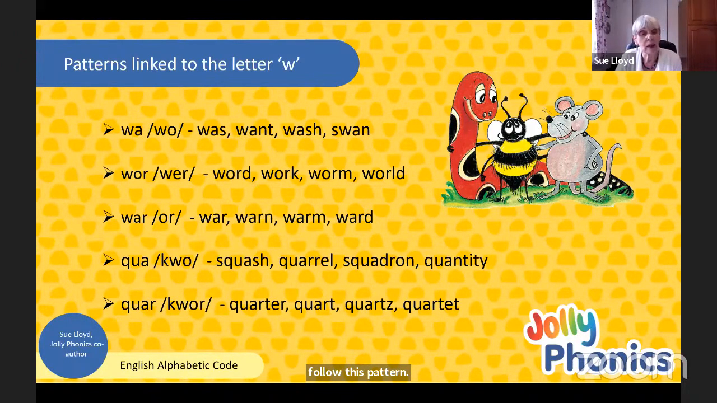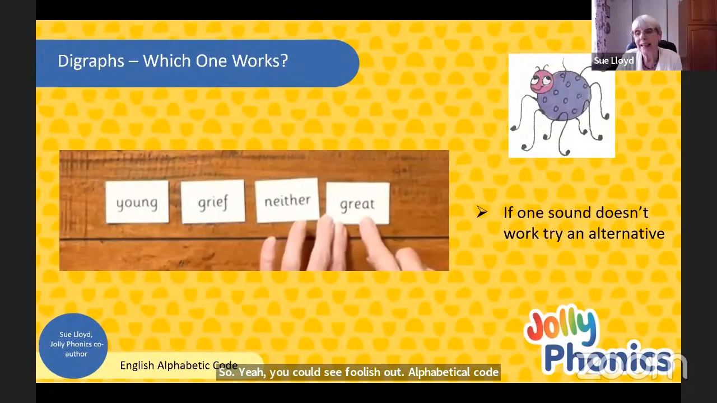And it's exactly the same as "war", so it's going to be "quarter". Do you see? So it's not "or", but you pronounce it "or", but it's written with an a-r. So quarter, quart, quarts, quartet. So yeah, you can see the foolish old alphabetic code and way of doing it. But again, these are not very common.